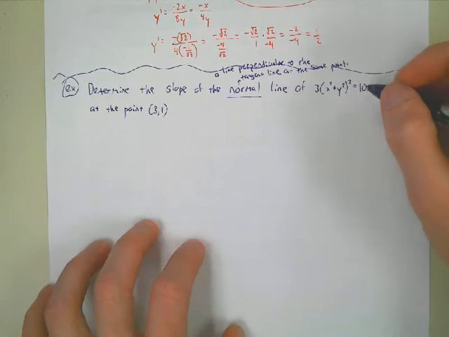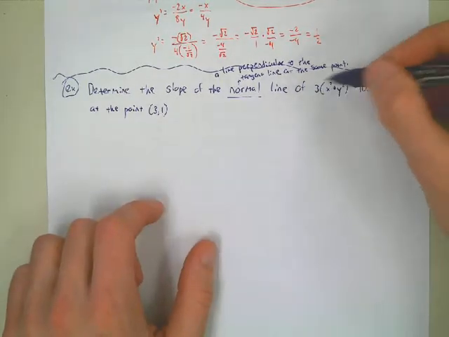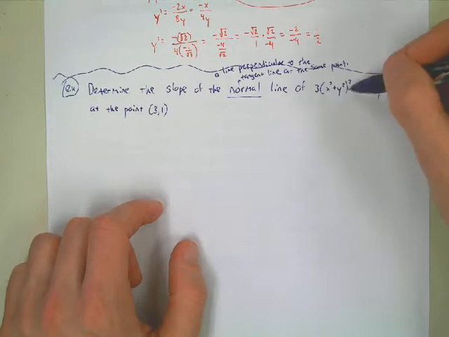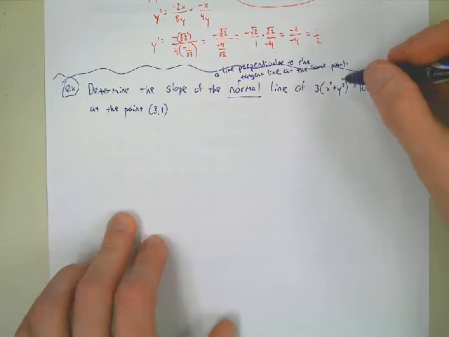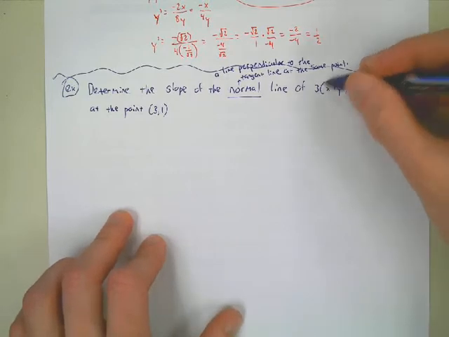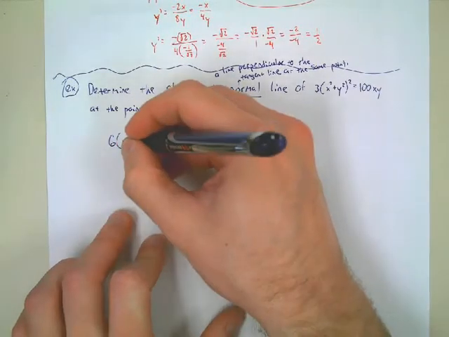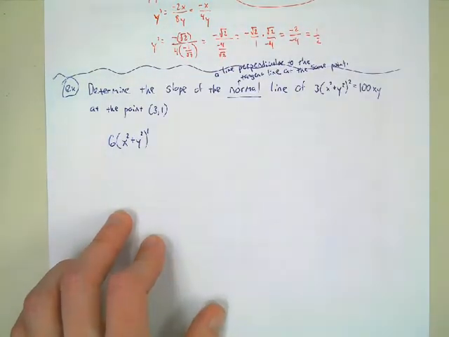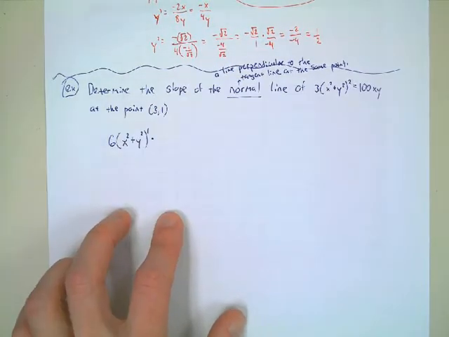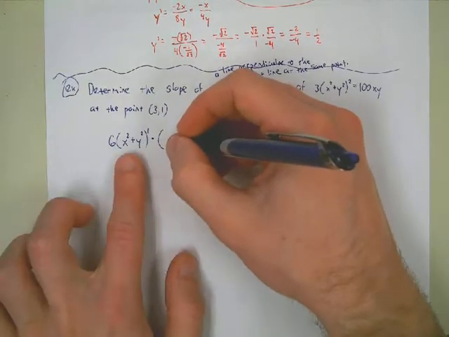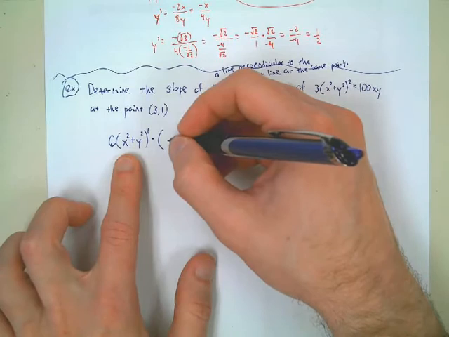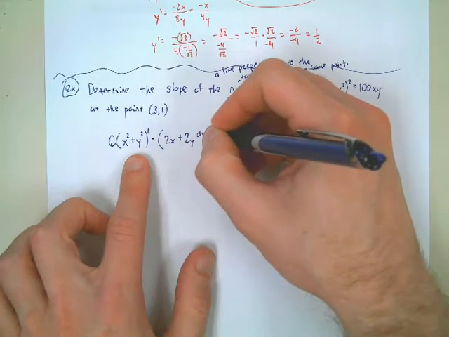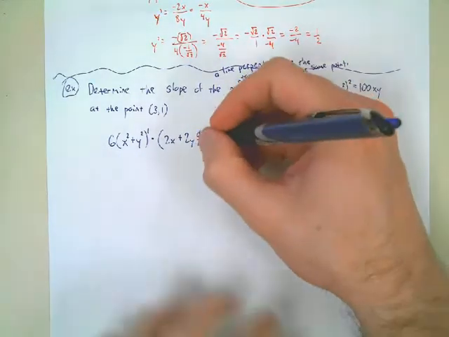Let's take this a step at a time. On the left-hand side, when we take the derivative of something squared, we use the chain rule. The 2 is the outermost layer, so it comes out front and becomes 6. We leave what's inside, x squared plus y squared, and lower the power by 1, so 2 becomes 1, times the derivative of what's inside. The derivative of x squared is 2x. The derivative of y squared is 2y dy/dx, because we're taking the derivative with respect to x.